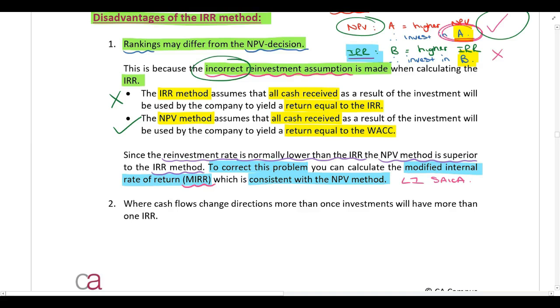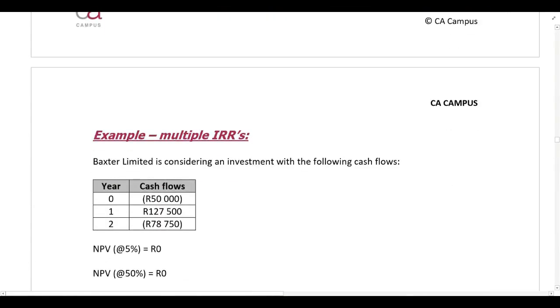So you do not need to be able to perform the calculation of the modified internal rate of return. You just need to be aware of it. And then another disadvantage of the internal rate of return method is if my cash flows change direction more than once, the investments will have more than one internal rate of return. So I want to look at an example just to explain this in a bit more detail.